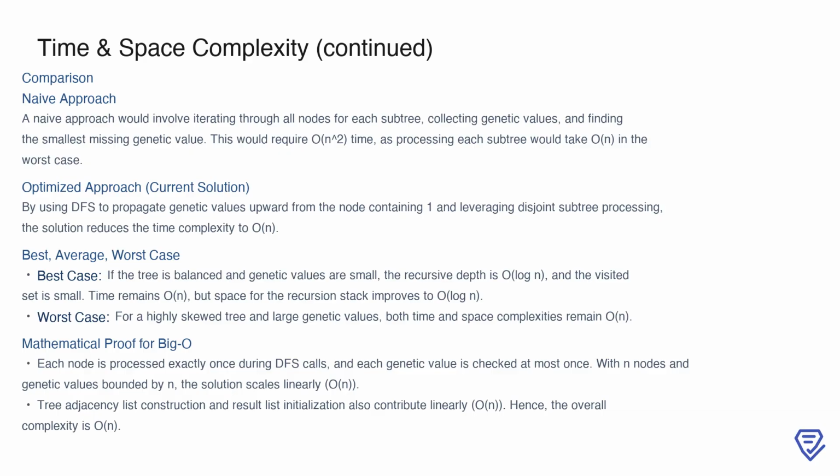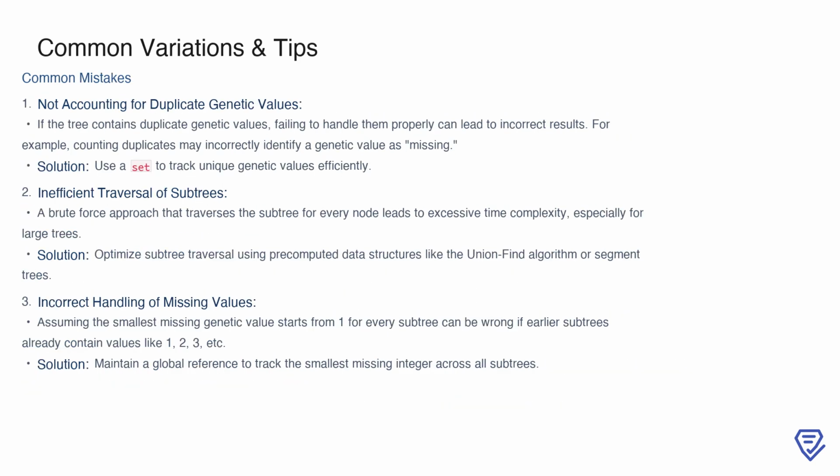Combined with the linear contributions from tree construction and result initialization, the overall complexity of the solution is confirmed to be O(n). When tackling this problem, there are several common mistakes to watch out for. One frequent issue is not accounting for duplicate genetic values. If the tree contains repeated values and these are not handled correctly, it can result in errors, such as mistakenly considering a value as missing when it's actually a duplicate.